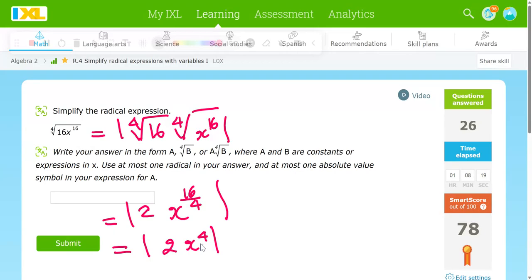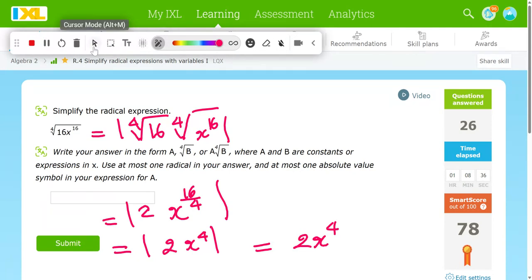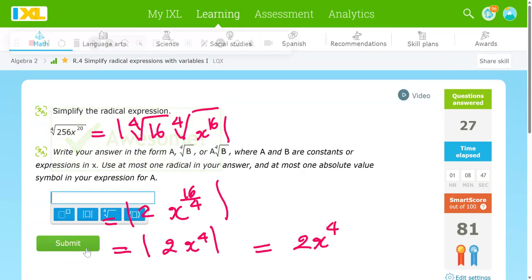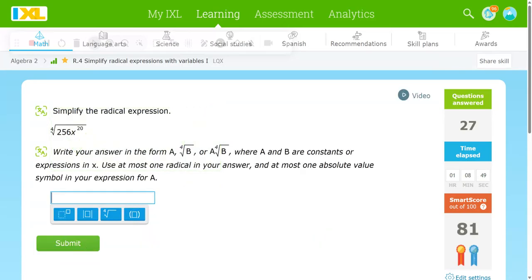X to the 4 is an even power, so it's always positive, and I can get rid of the absolute value sign. Number 2 is always positive. So the answer is 2x to the power of 4. Okay, so I put it in: 2x to the 4. Submit. Voila.